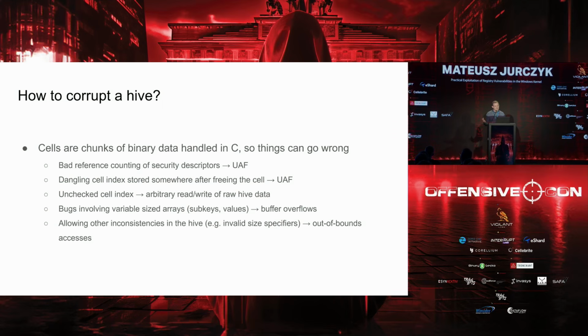Similarly, if you have some dangling cell index pointing somewhere to some cell that gets freed, even though it shouldn't, you get also a UAF. You can have situations where you have an unchecked cell index because during loading of the Hive, the kernel actually forgets to check some specific cell index, and then you get an arbitrary read and write inside of the Hive because you can get it to point anywhere inside of the Hive. You have variable sized arrays, which are always a problem in C, which can lead to buffer overflows, and any other inconsistencies. For example, you have a size member somewhere that is too big, then you get out-of-bounds accesses. So you can actually get all of the standard, typical C low-level memory corruption inside of the Hive data.